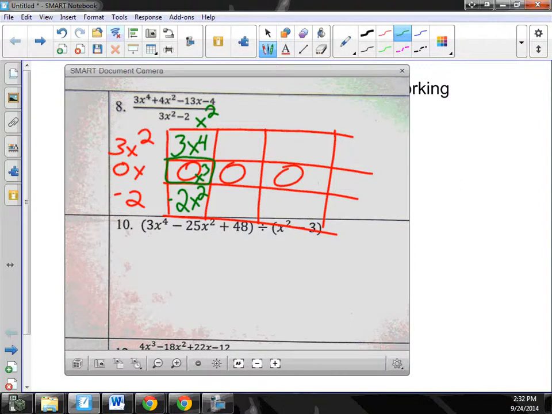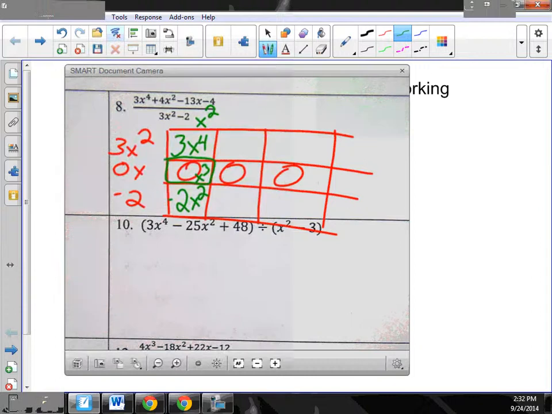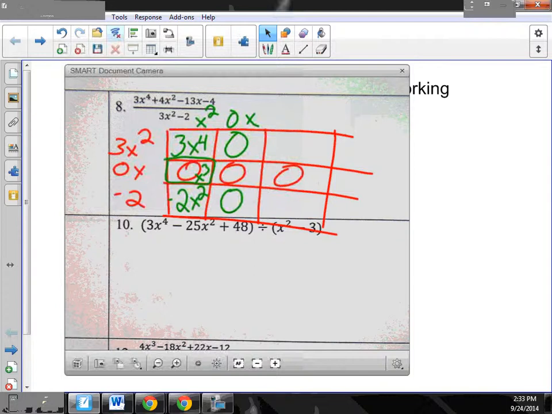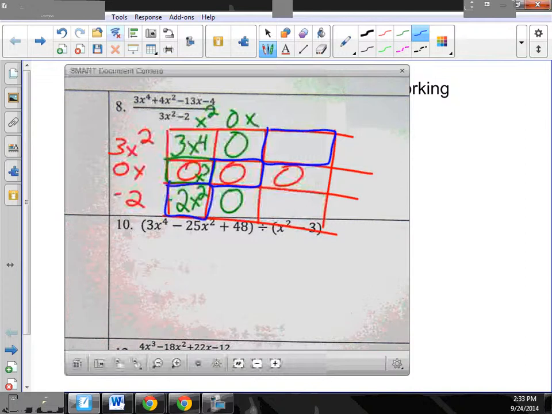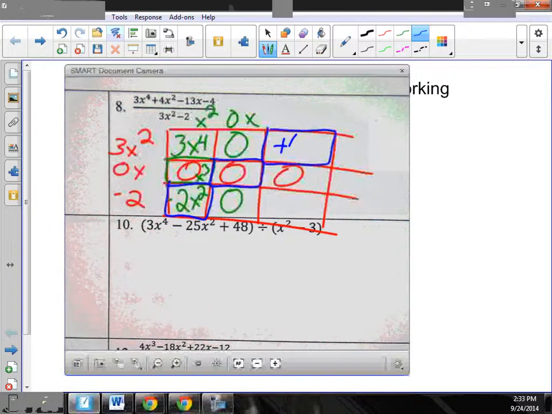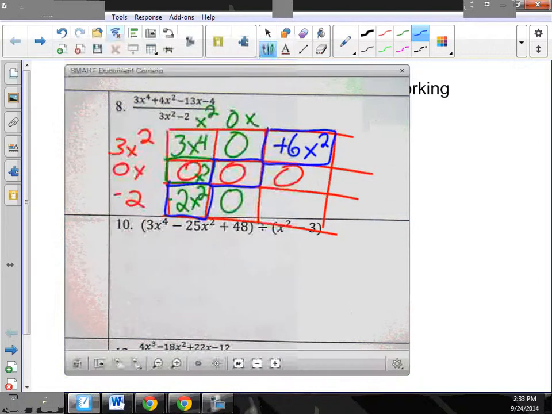What does my x to the 3rd diagonal need to add to? 0, because it's not there. So if this is a 0, then that's going to be a 0. Okay. So now I look at my x squared diagonal. What does my x squared diagonal need to add to? It needs to add to 4, and I have a negative 2. So I'm going to add 6. 6x squared. And how many times does 3x squared go into 6x squared? 2 times. And 2 times negative 2 is negative 4.